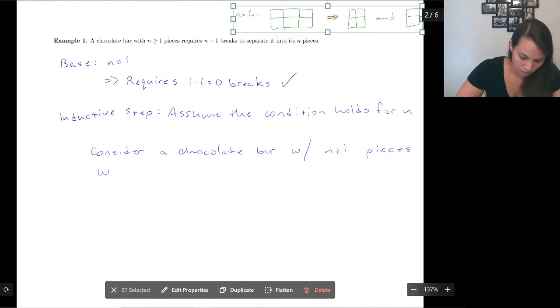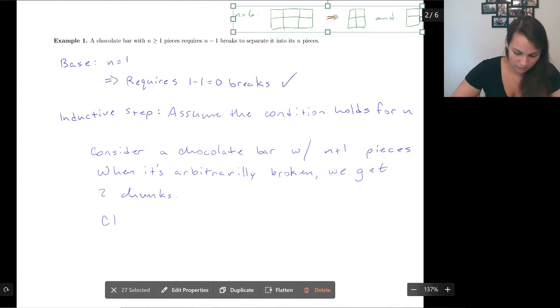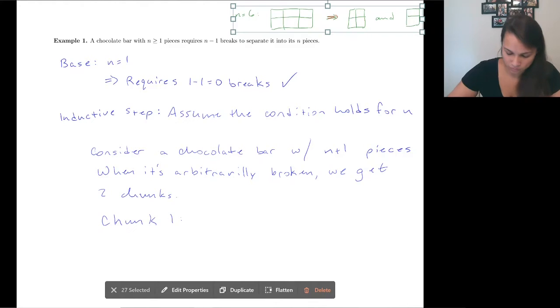So then when it's arbitrarily broken, we get 2 chunks. What can we say about chunk 1? Well, it has a certain number of pieces in it. We don't know how many. So we're going to say it has k pieces.